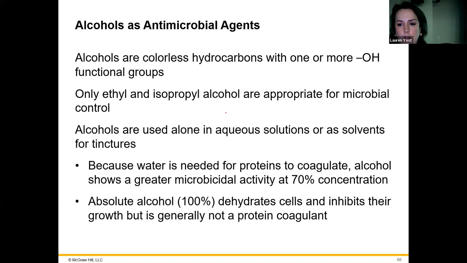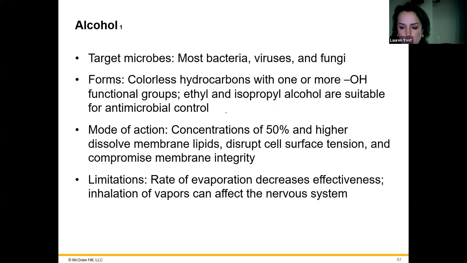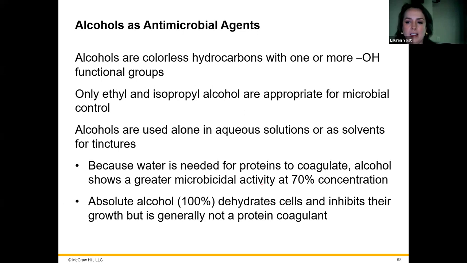The problem is that it can affect your nervous system. Now, that should be obvious. That's why people drink it, right? But you're not supposed to inhale the fumes either. Ethyl and isopropyl alcohol are the ones that we can buy over the counter for microbial control. We can use them as a base for tinctures as well.